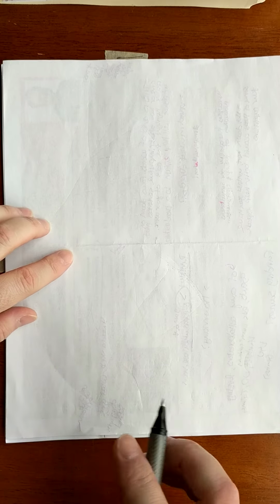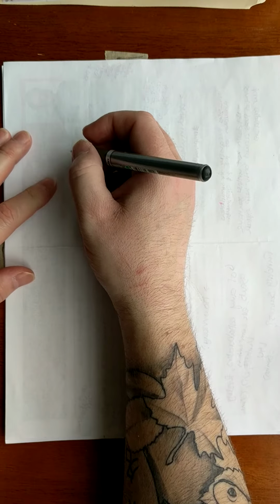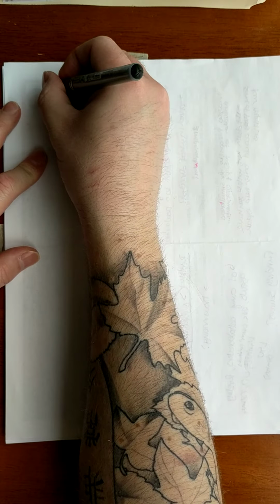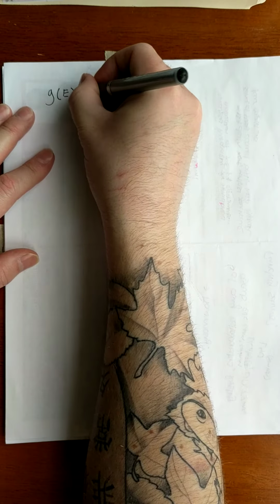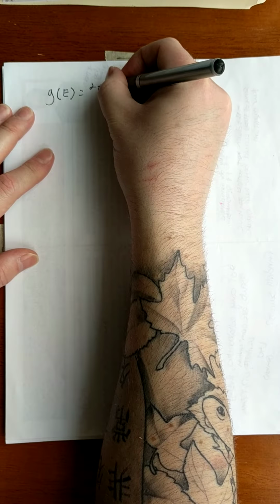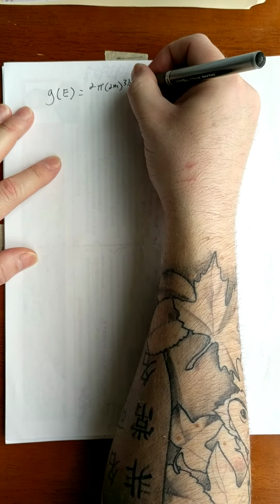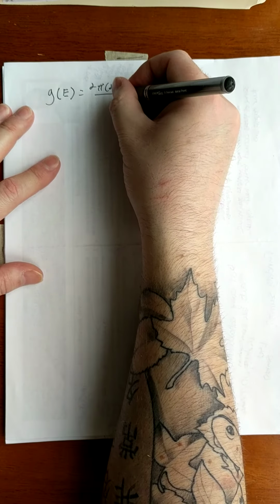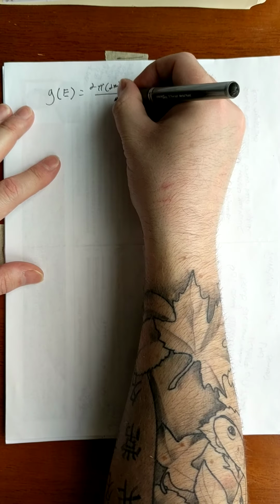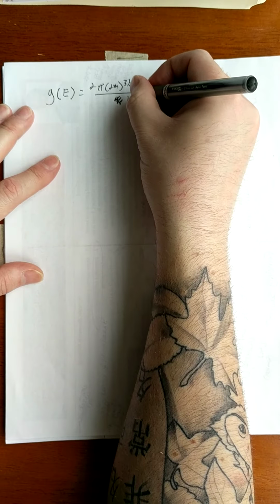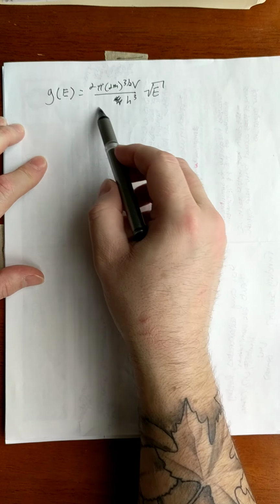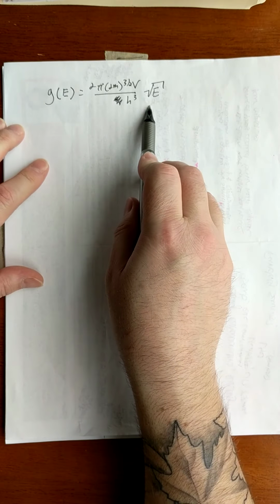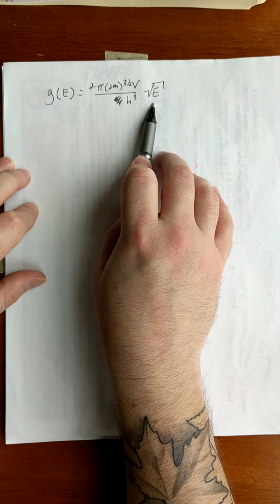Now we just want to rewrite this a little bit to make it more intuitive, combining constants and stuff like that, and we end up with G of E equal to 2 pi (2m)^(3/2) times the volume over h, no h bar, just h cubed, and then square root of energy. Right, so we have a bunch of constants: mass, the volume, Planck's constant, and the square root of the energy.